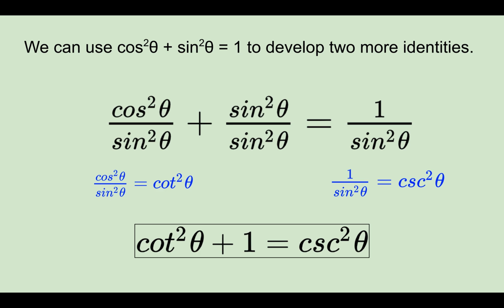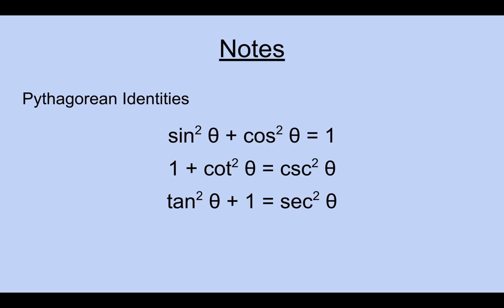All right, so those are my 3 Pythagorean identities, right? So in your notes, you want to write those 3 down. And remember, you really only need sine squared plus cosine squared equals 1, and then you can just divide by sine squared or cosine squared and get the other 2, right? So there's no reason to memorize all of them.